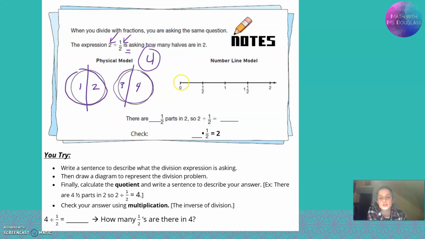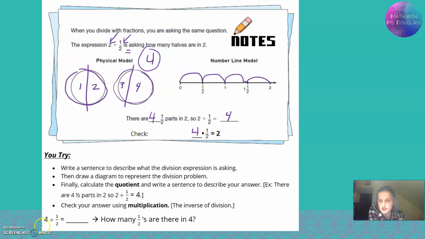Another strategy, if you have a number line, is to count how many half-size jumps. 1 half, 2 halves. I'm trying to get to the 2 wholes. 3 halves, 4 halves in 2 wholes. There are 4 half-size parts in 2, so 2 divided by a half is 4. You can double check by doing the inverse, the opposite of division, which is multiplying. Half of 4, yep, that's 2.